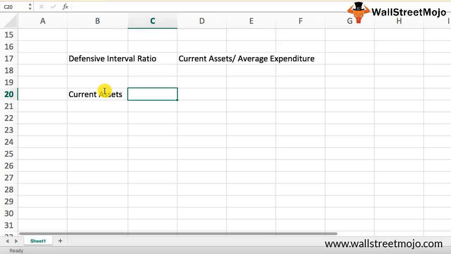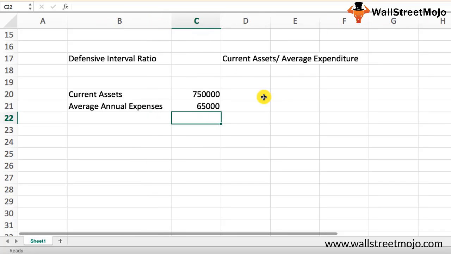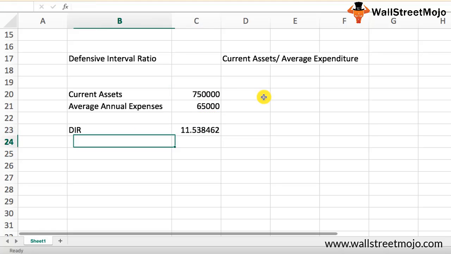Suppose a company has total current assets of around $750,000. What are current assets? We will talk about it. Its average annual expenses, meaning what the company spends on average on a yearly basis, are say $65,000. Every year, on average, the company spends around $65,000. In that case, what will be my DIR, the defensive interval ratio? It is current assets divided by average expenses, and here I get a DIR of 11.53 years.